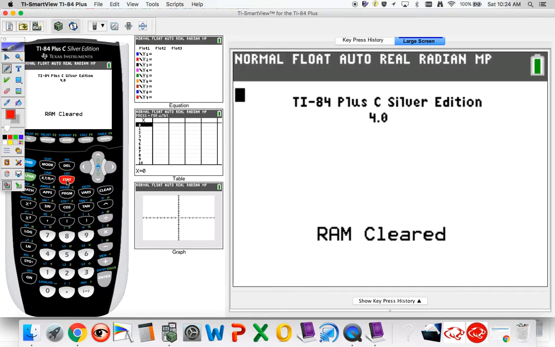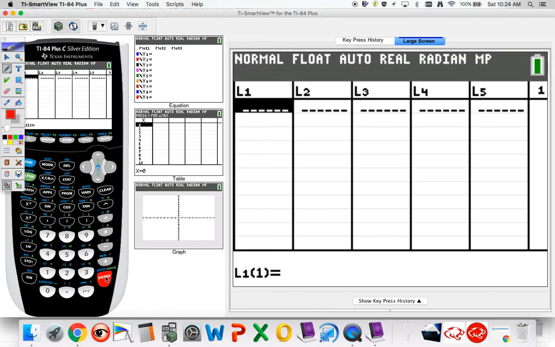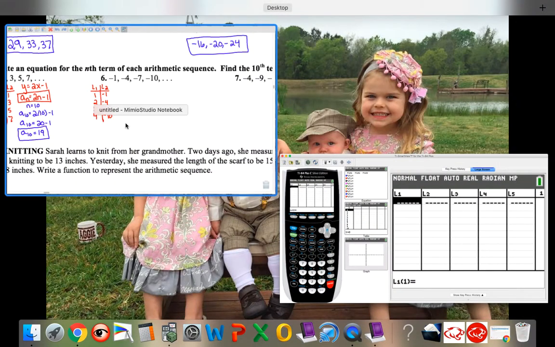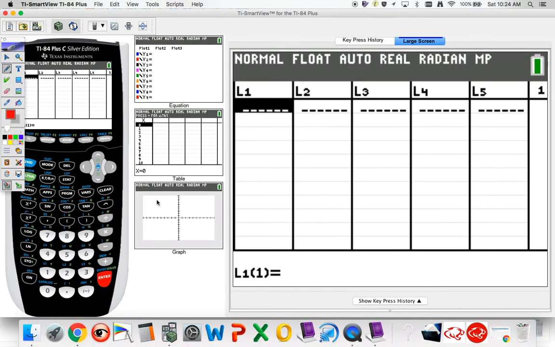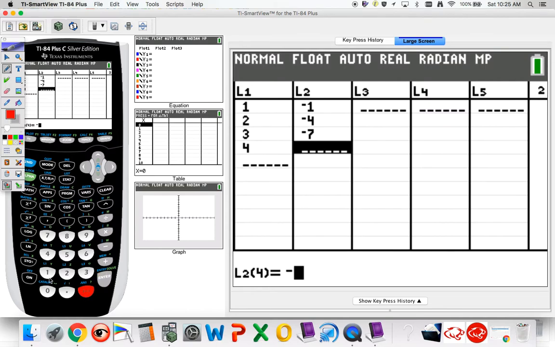Okay, I'm going to go back to my stat edit. And we're going to type in our table right here. So I have 4 numbers. So 1, 2, 3, 4. And for my L2, it's what are those 4 numbers? Well, my 4 numbers are -1, -4, -7, and -10.